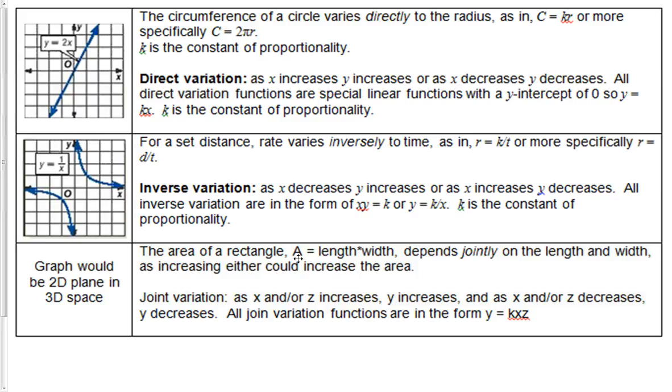The area of a rectangle, where the area is equal to the length times the width, depends jointly on the length and the width. If you make the length longer, the area gets bigger. If you make the width wider, the area also gets bigger. You shrink either of those and the area gets smaller. And so therefore it's varying jointly on two different variables, length and width.